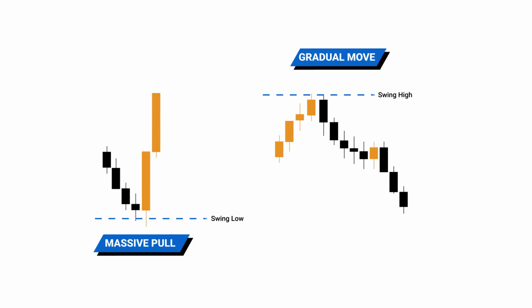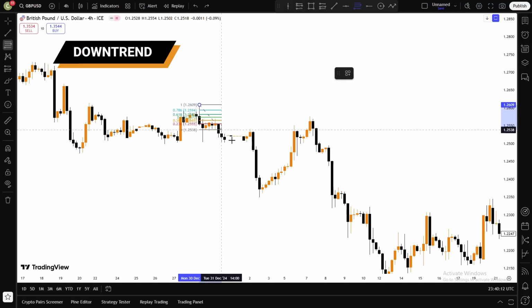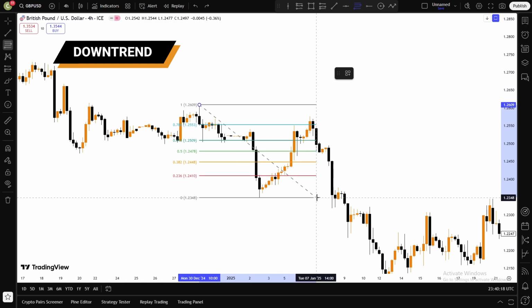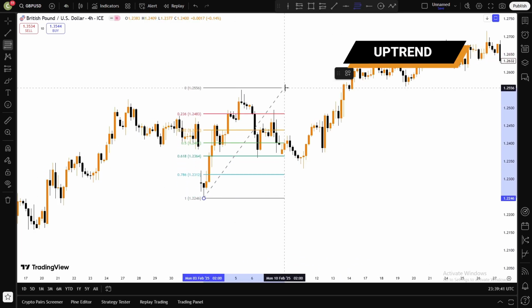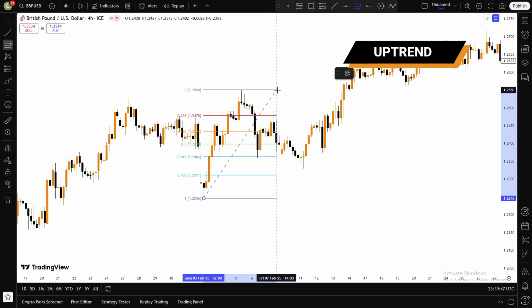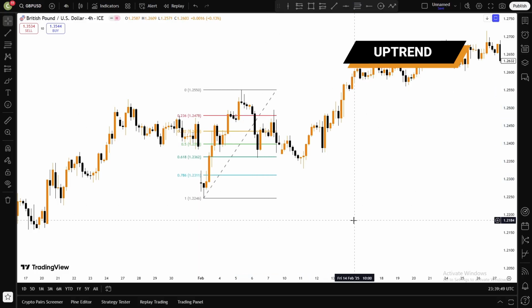Now, this is how to draw the Fibonacci retracement tool. For downtrends, click on the swing high and drag the cursor to the most recent swing low. For uptrends, do the opposite. Click on the swing low and drag the cursor to the most recent swing high. Let's take a look at some examples of how to apply Fibonacci retracement levels to the currency markets.